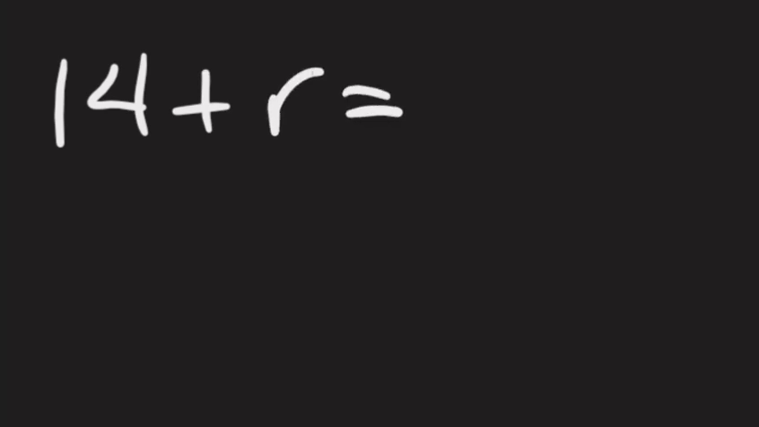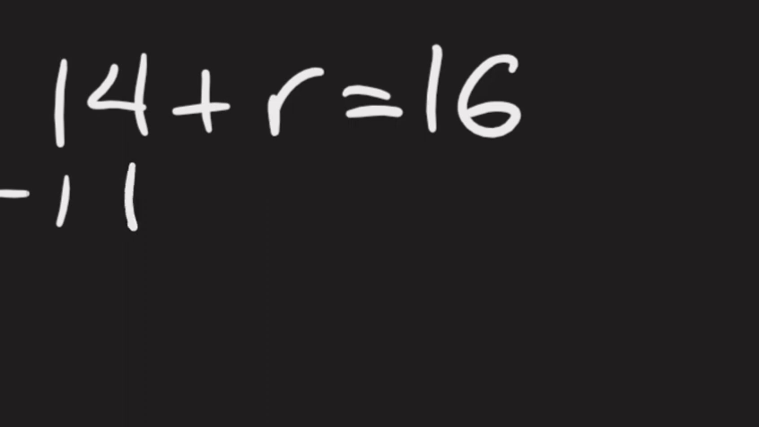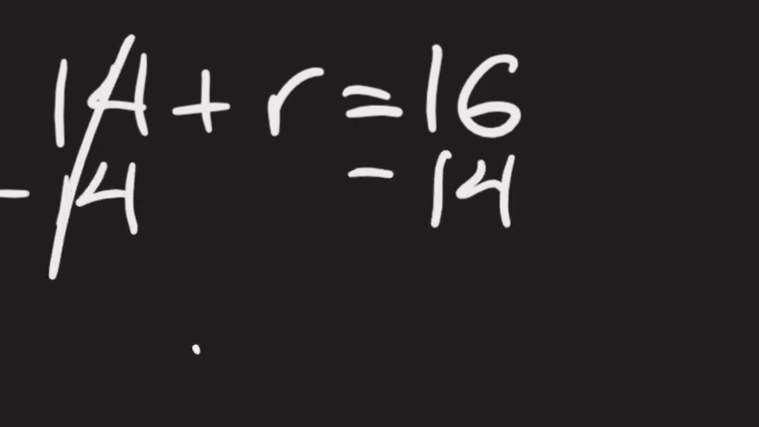The first equation we're going to work on is 14 plus r equals 16. The objective here is to get r by itself. 14 and r are being added together. Since 14 is a positive number, we have to subtract 14 on both sides. And we end up with r equals 2.